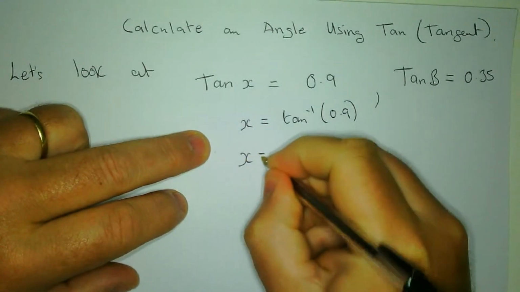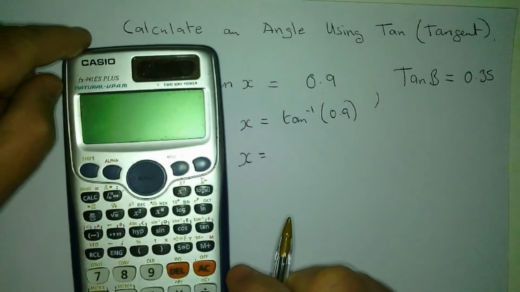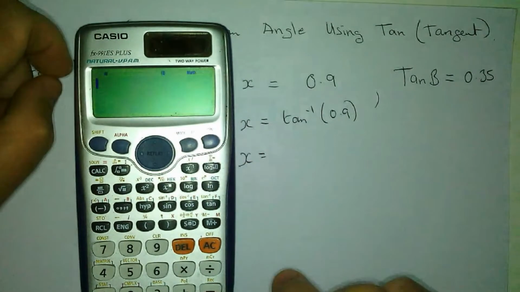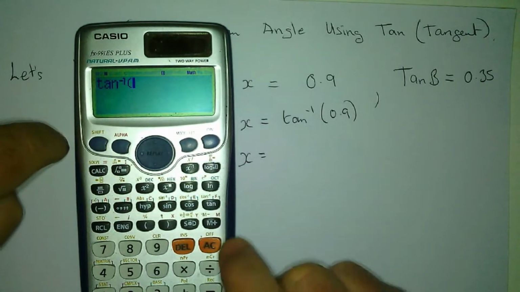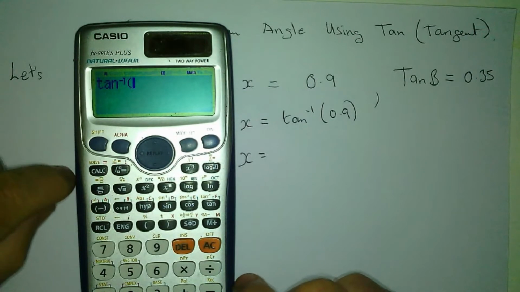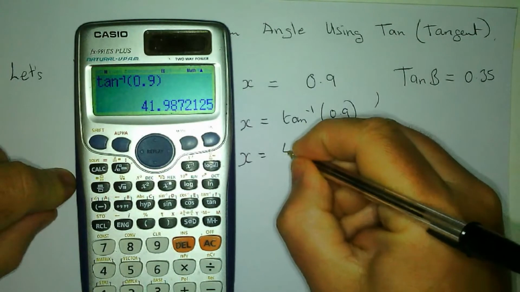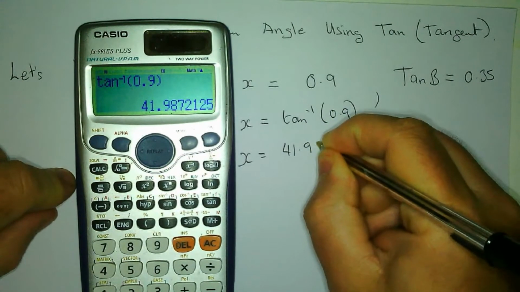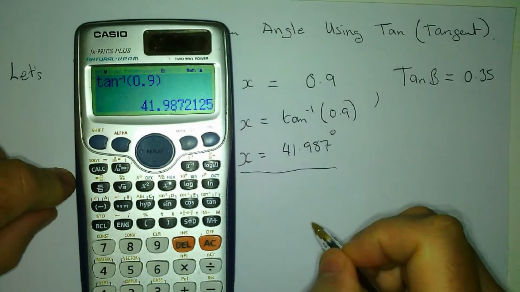So when you get here, I'm going to get the calculator. Watch carefully on what I'm going to do here. I'm going to turn it on, press the shift button, shift, tan, and you'll see that it's minus 1. Then you put in 0.9. If you want, you can close the bracket, and you get the answer of 41.987 degrees. That's an angle.